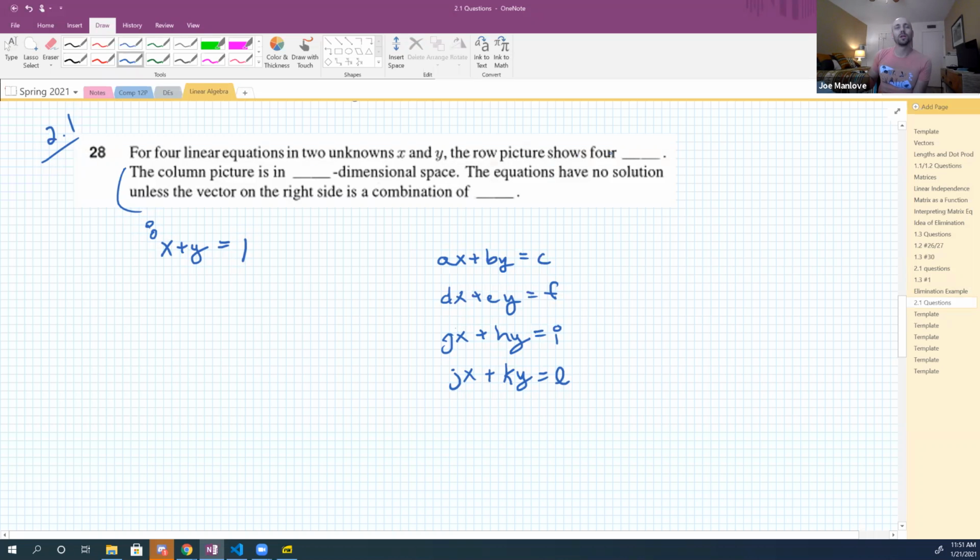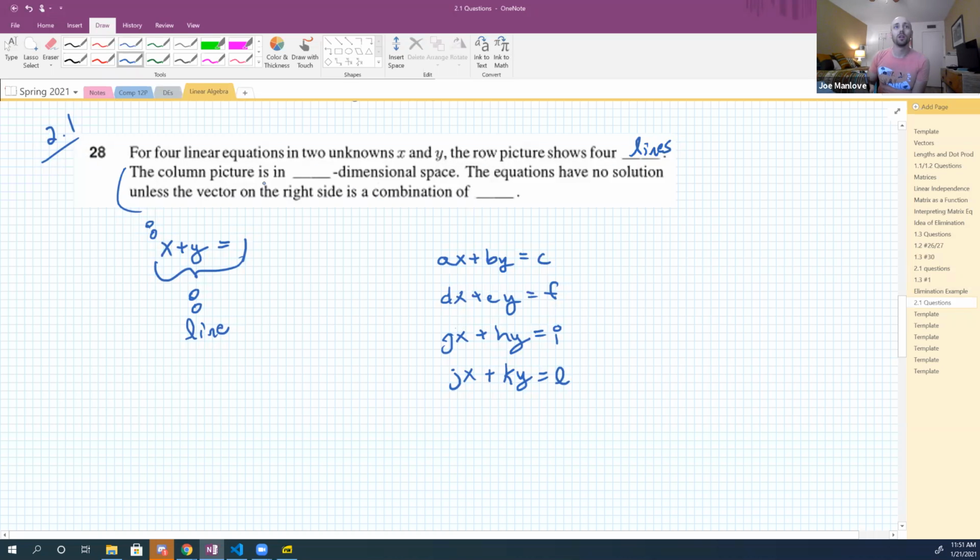And the row picture shows four of them. So if there were numbers for all these things, what would these four things be? Like, what's x plus y equals 1? What is that? A line. Good. That's a line. So it's four lines for the row picture, right? See my four lines?